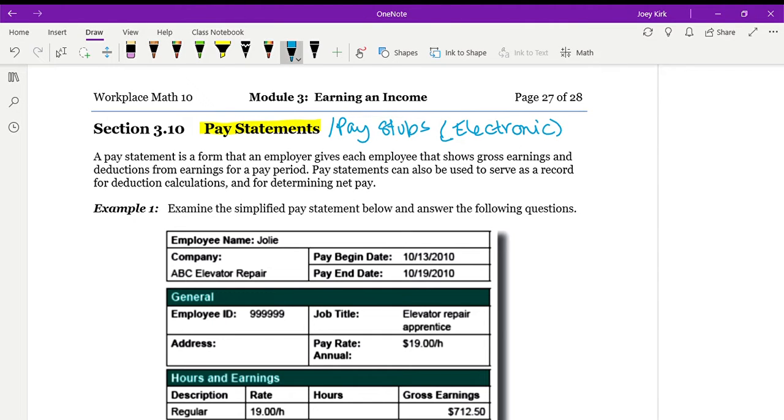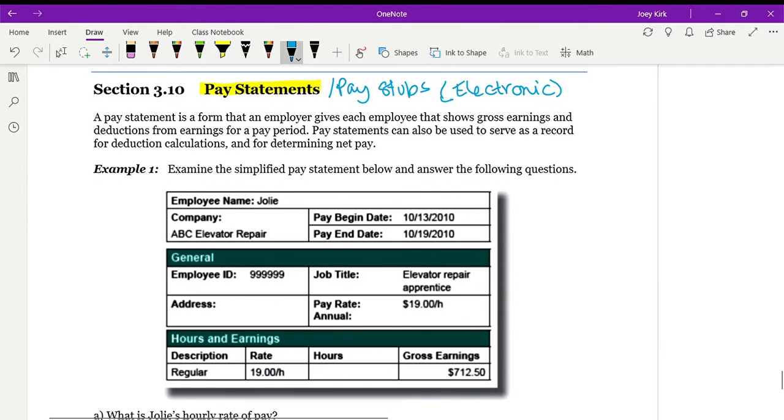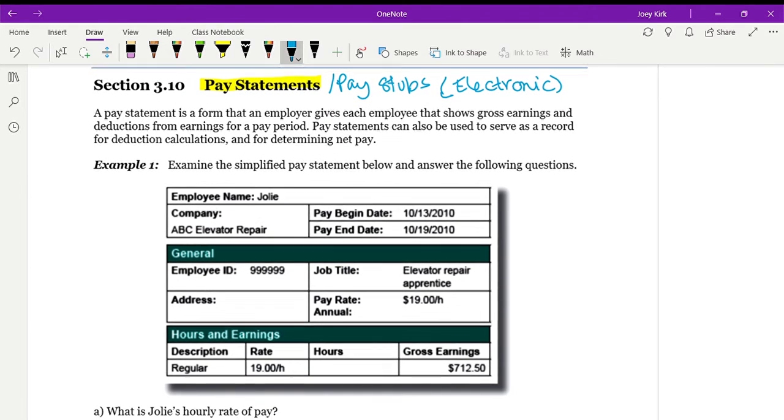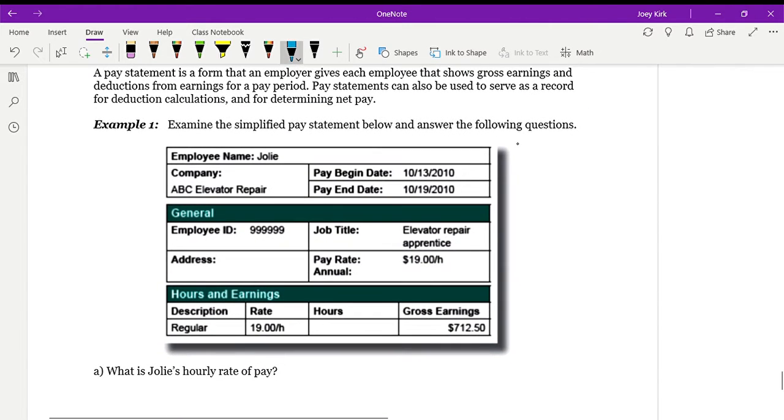It's a form that employers give each employee that shows gross earnings and deductions from earnings of a pay period. So it should show you your gross earnings, how much you made overall, and what they took off. It's a good idea to pay attention to your pay statements, record your deductions and make sure they're paying you the right amount. Have you been paid for the right number of hours? Have you been paid the right wage?